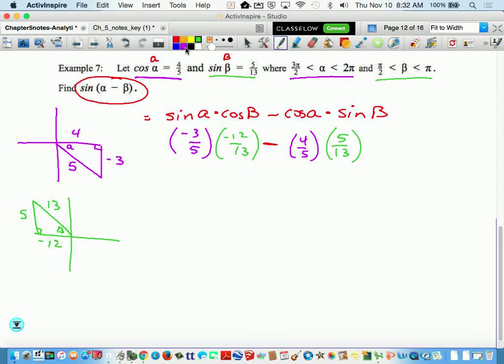So all we have to do is add these up. -3 times -12 is 36 over 65. 4 times 5 is 20 over 65. And so my final answer looks like 16 over 65.